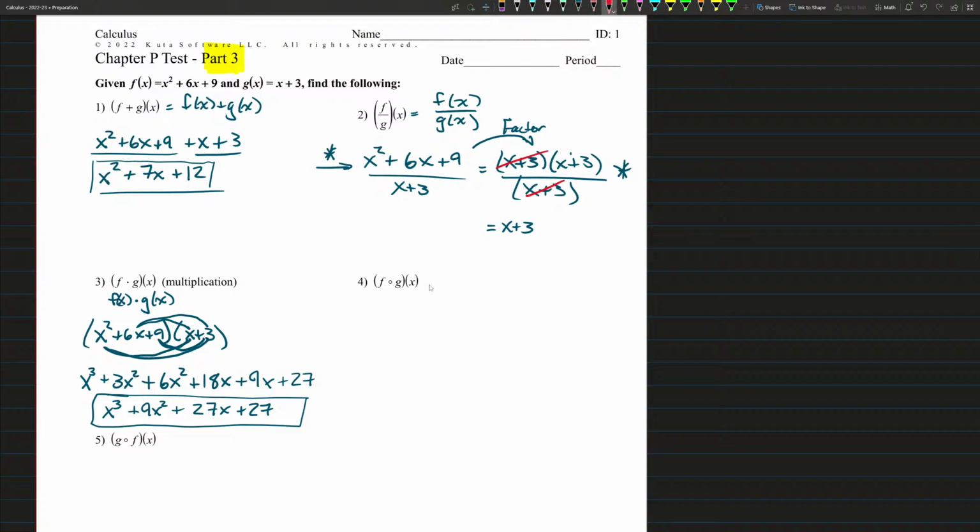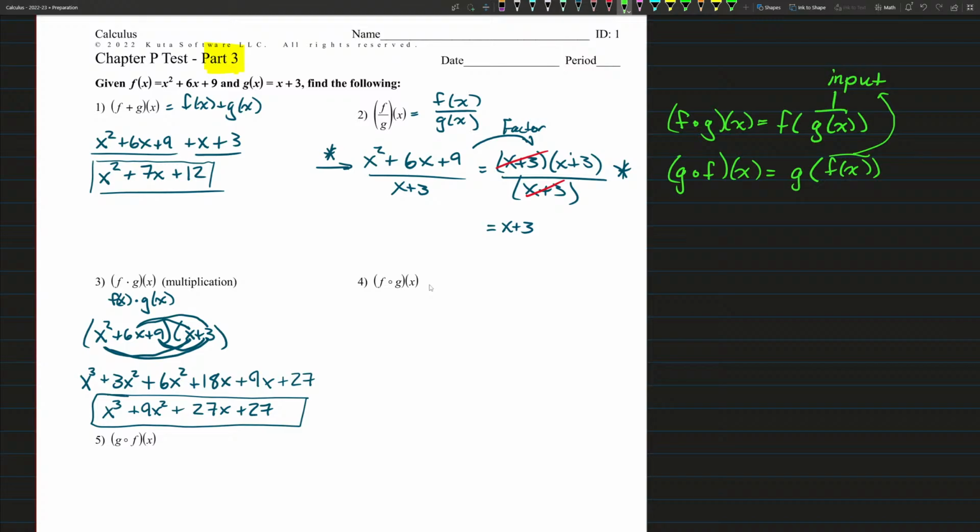Okay, f of g. I'm going to put this up here. F of g of x, right? That's the same thing as f of g of x. So g of x is the input of f, whereas g of f of x is g of f of x, so f of x is the input, right?